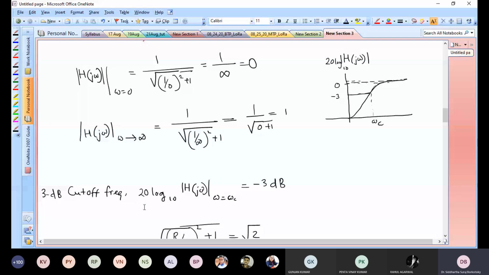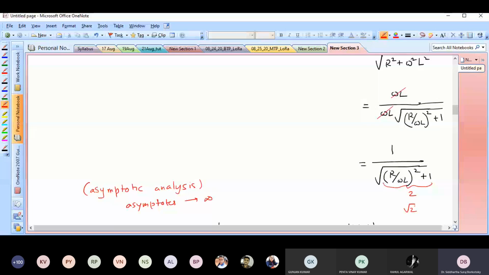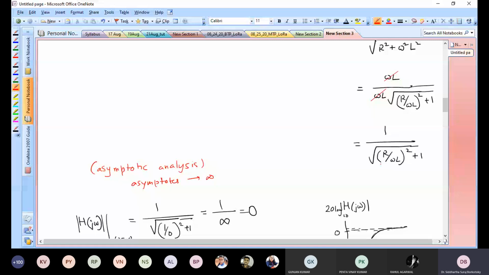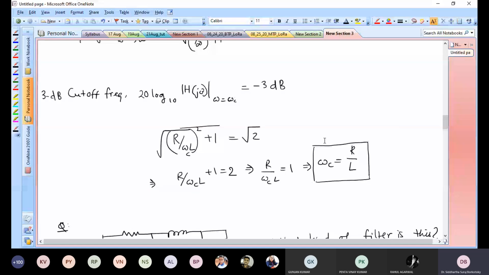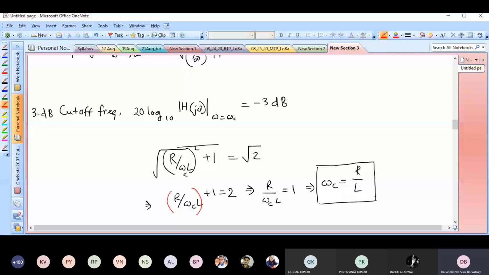You take this (R by omega L) whole squared plus 1, and you set this thing to 2. So this thing inside is 2, which means the whole thing is square root of 2. Using the same logic I gave a little while ago, if I can make this denominator square root 2, then for that value my H in dB will be minus 3. So for this 3 dB cutoff frequency omega c, my denominator should be equal to square root 2. This should have been squared. If I solve this, (R divided by omega c L) whole squared plus 1 is equal to 2, which means omega c is equal to R by L.